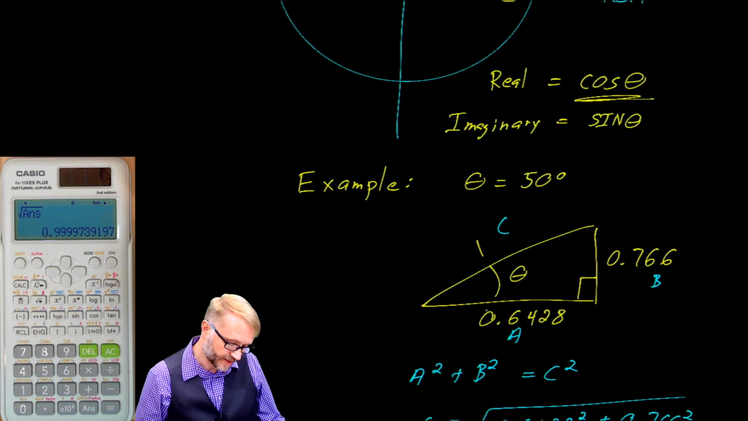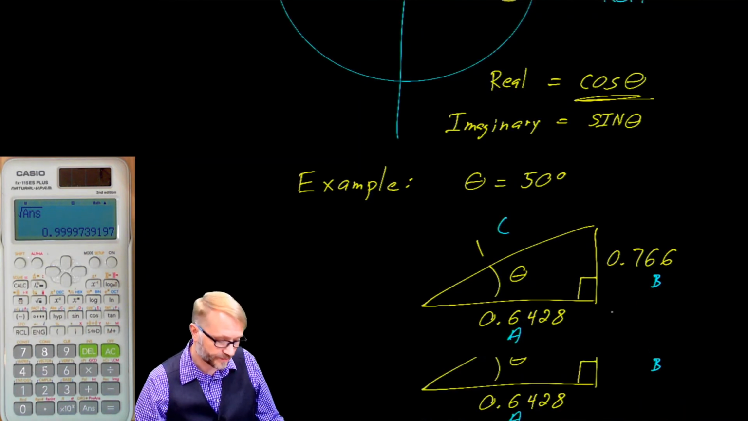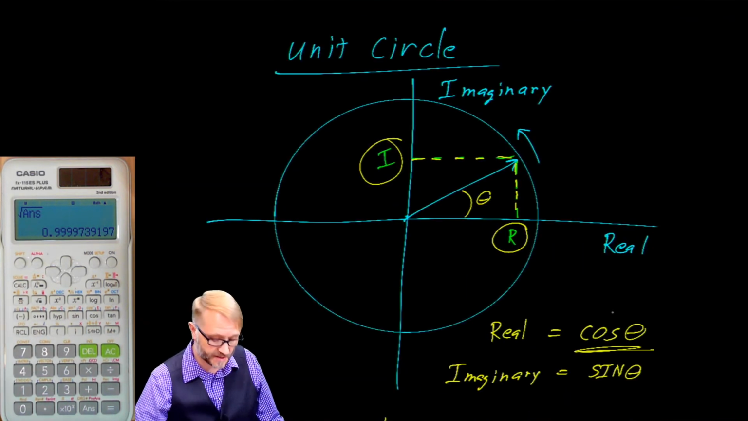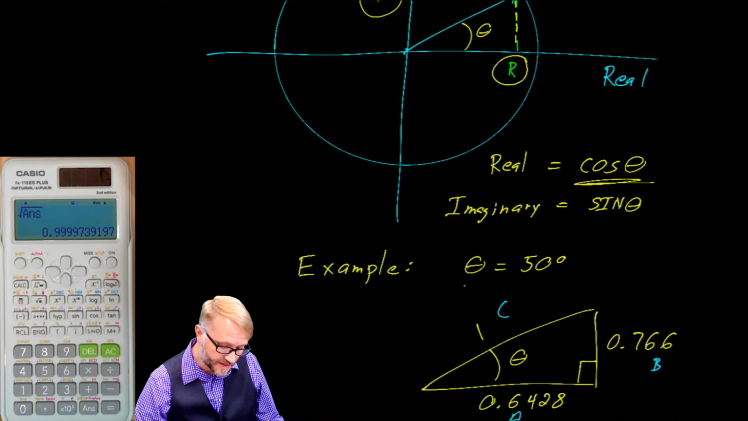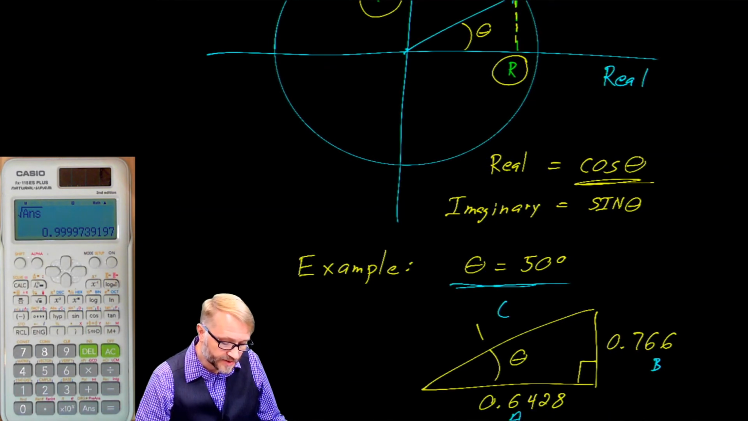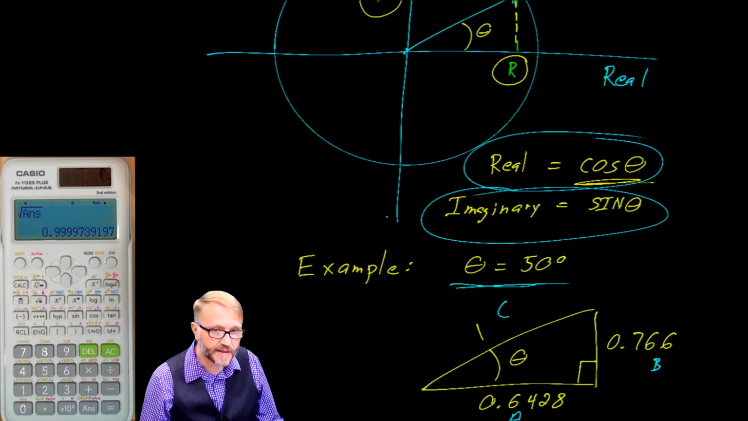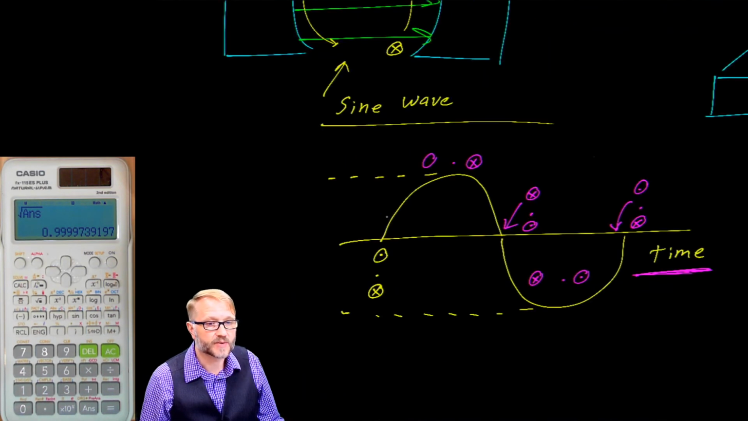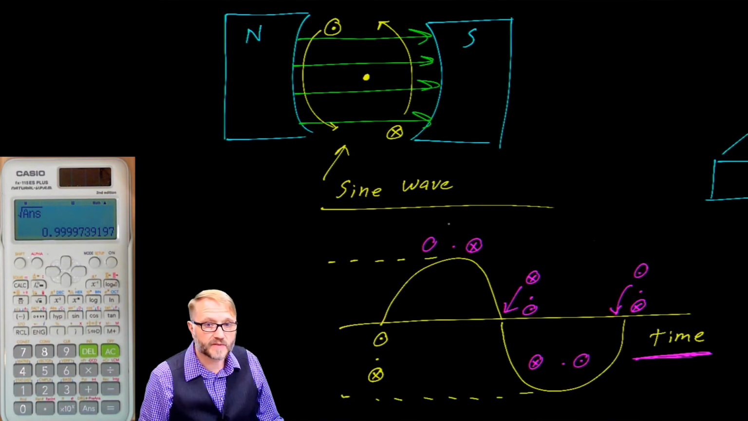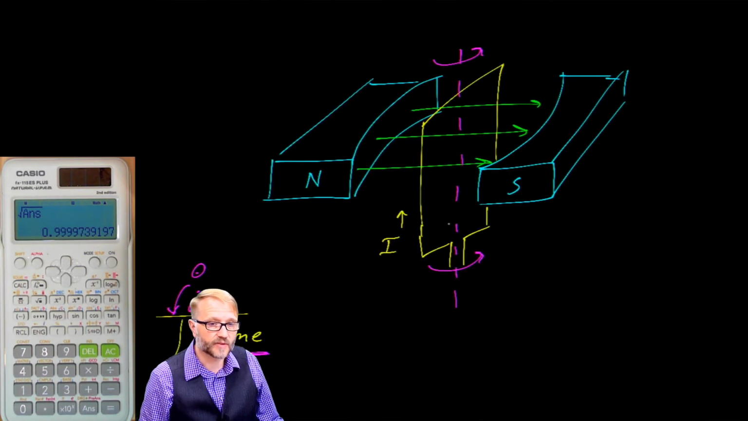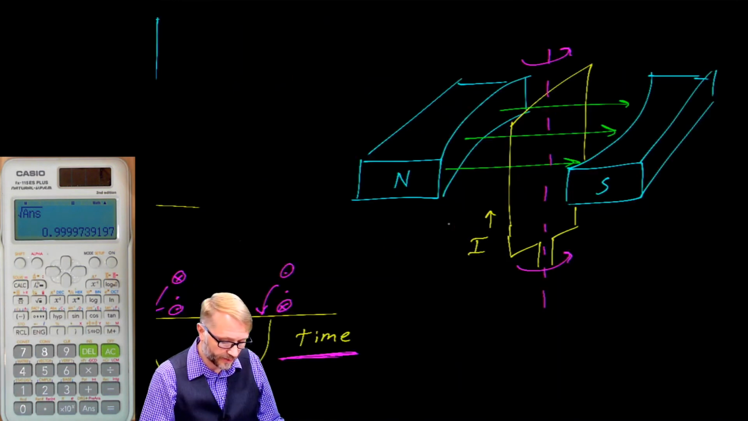Let's go back and look at that again. So given a unit circle and an angle, you could say that the real part on the real axis is the cosine of theta, and the imaginary part is the sine of theta. Which relates back to our generator. We have a way of describing where the physical location of the coil is and what the actual output of our generator will be.